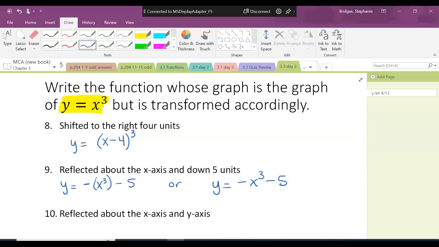X-axis, y-axis. This could be an x to the third. This could be an x squared. It could be an x to the 10th. It doesn't matter. Outside is going to be x-axis, basically flipping it upside down. Inside, meaning before I raise it to that power, then that's going to be it.